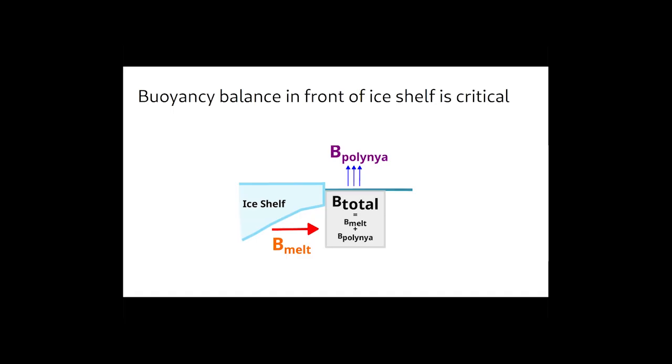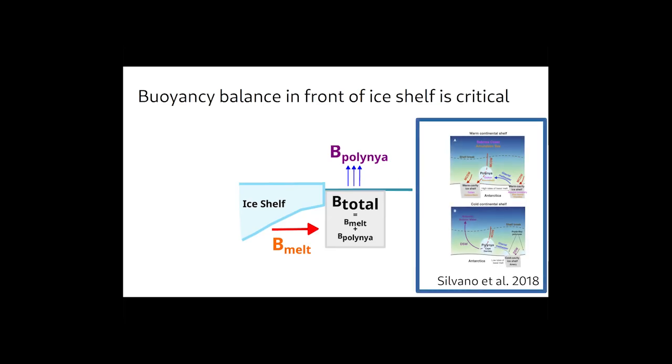And so we consider the region right in front of the ice shelf front, and we think about the net total buoyancy flux, which is a balance between the melt flux and the polynya flux. This idea has been explored by a number of people. I put up here this Silvano et al. paper that looked in observations at meteoric water content in the Dalton polynya to show that meltwater is a really important part of the budget that determines the buoyancy budget in front of the ice shelf cavity.